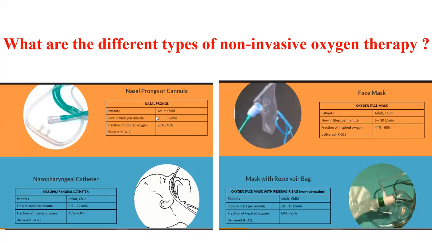Okay, we are looking at the different types of non-invasive materials we use to deliver oxygen. As we saw in the previous slide, we can use nasal prongs or nasal cannula. We can use a nasopharyngeal catheter. We can use a mask. We can use a mask with a reservoir. We can use a Venturi mask. Next slide.